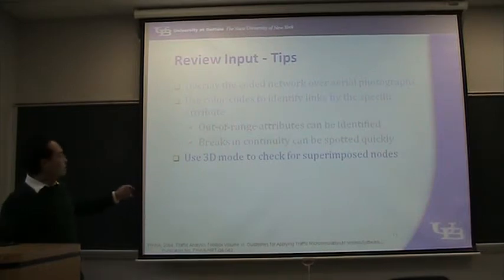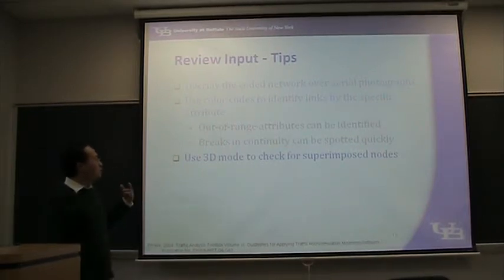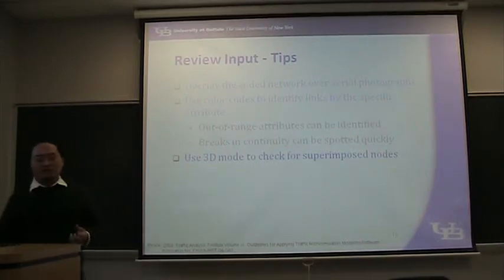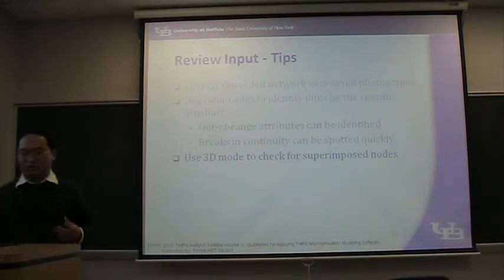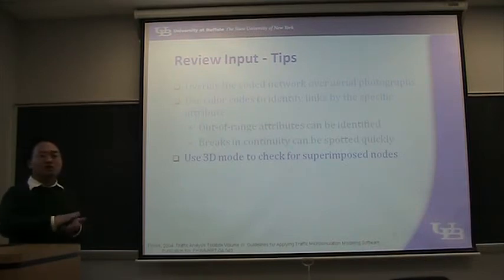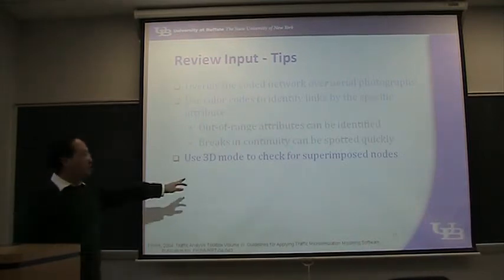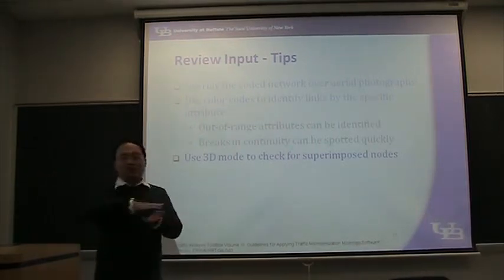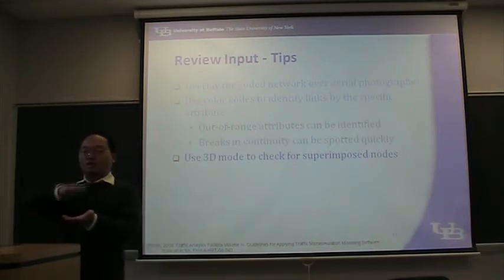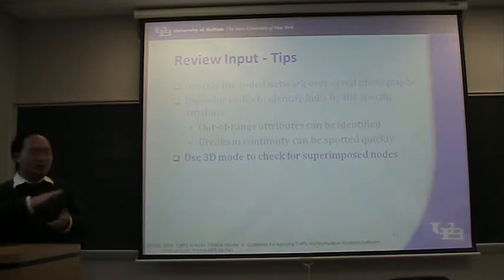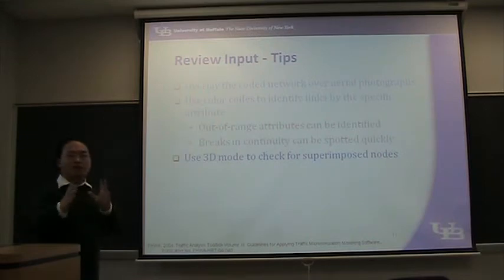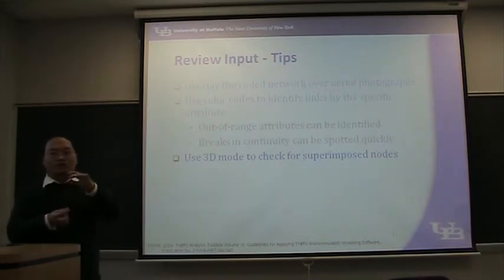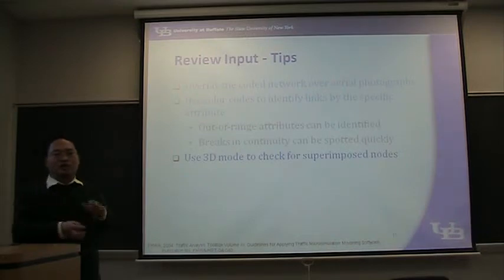The next tip is to use 3D mode. If your simulator supports it, use the 3D mode to check for superimposed nodes. What does superimpose mean? Just overlay something, put it right above the other. So in some networks, there may be nodes overlapping at one location. And these can be checked using the 3D mode.